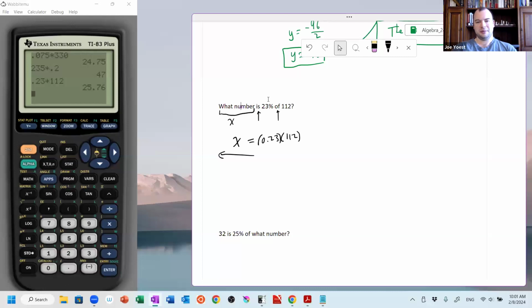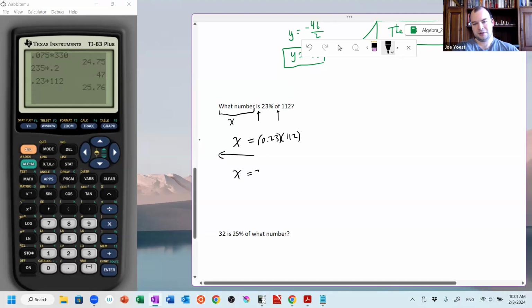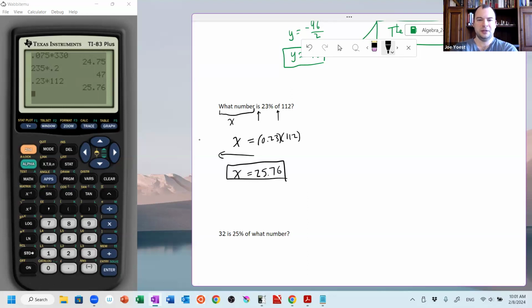0.23 times 112. Over on my calculator, I do 0.23 times 112, and I get that x is 25.76. Is this kind of in the ballpark that I'd expect? Well, I know that 20-ish% of 100-ish is about 20. It shouldn't be a negative number. It shouldn't be bigger than 112. It should be in the ballpark of 20.